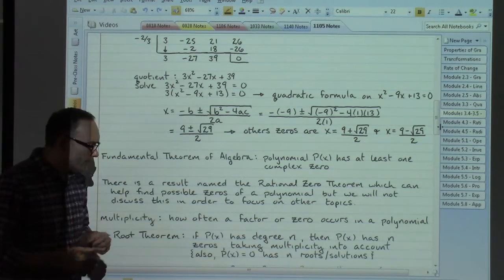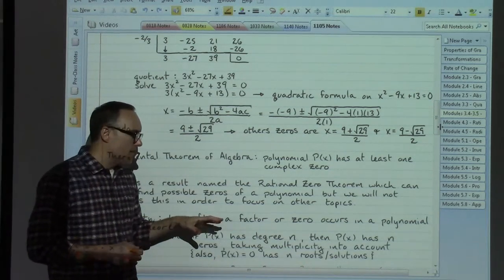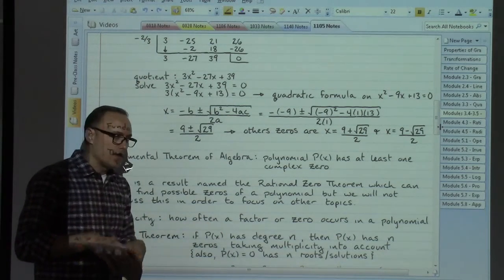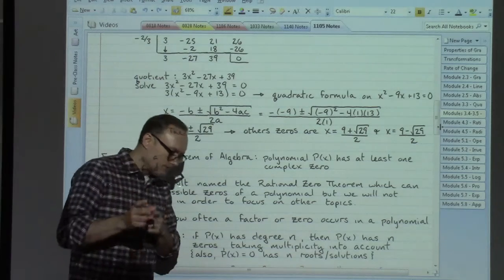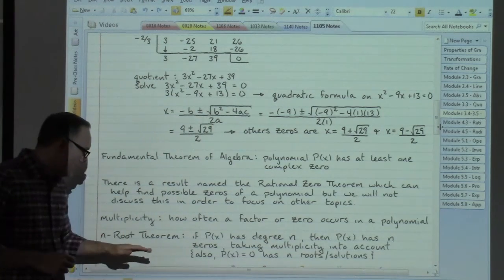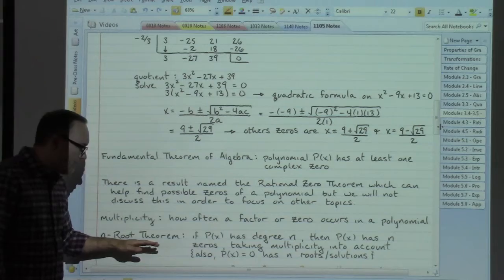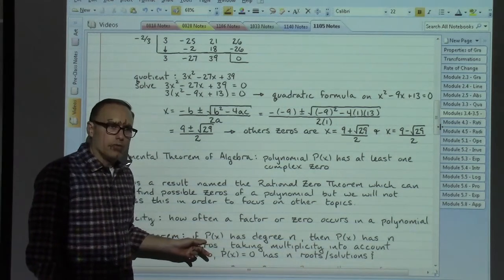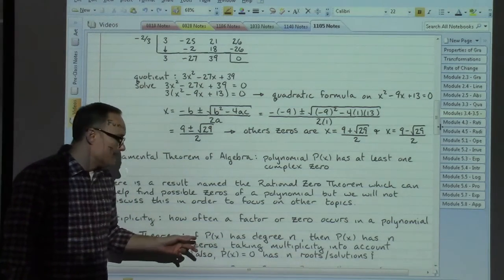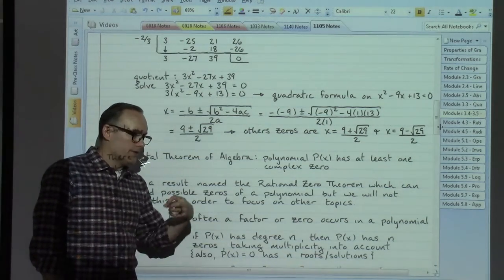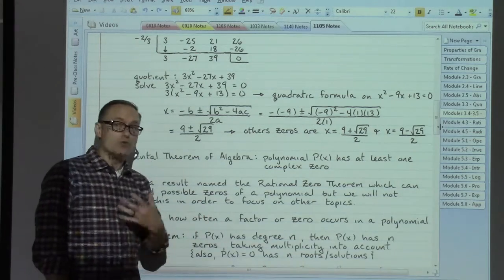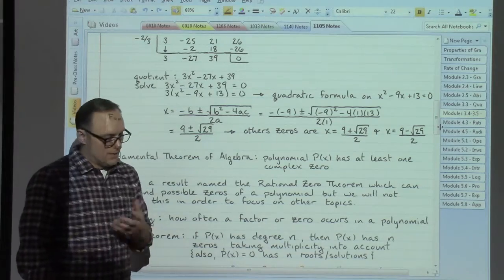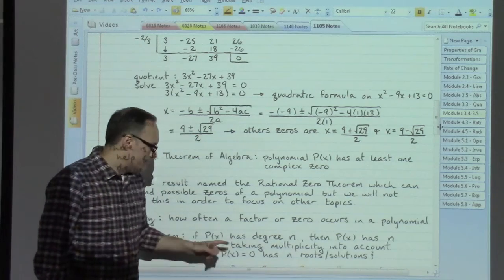Multiplicity refers to how often a factor or a zero occurs in a polynomial. We're going to see an example of that in a moment. We also have this result that's called the nth root theorem. We've used the jargon degree before. The degree is the highest number of our exponent that appears. Usually it's going to be in the first term, but not always, because sometimes they like to try to catch us sleeping on the job.